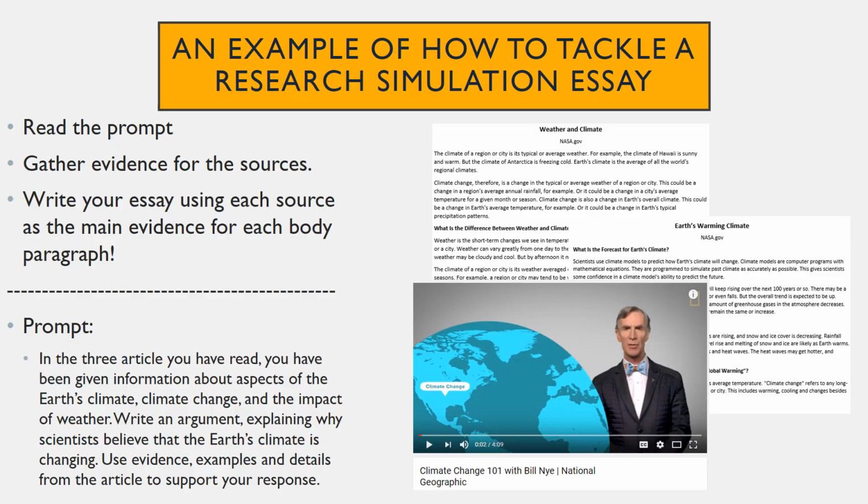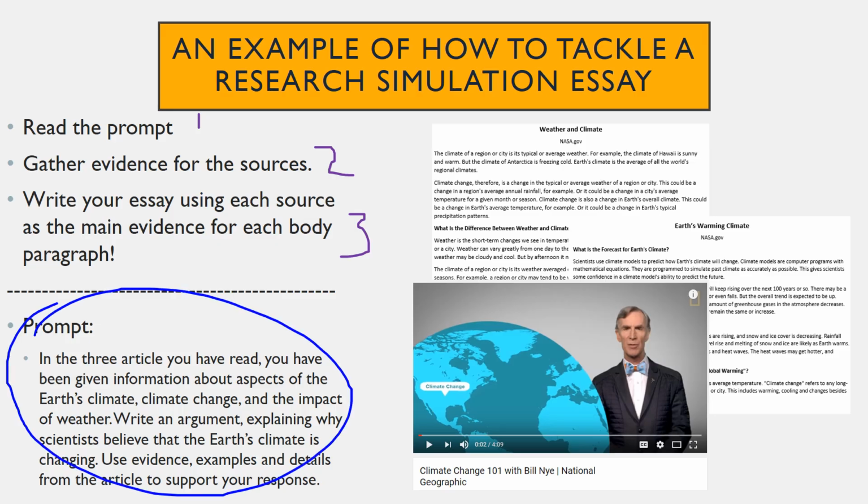Overall, this is an example of how to tackle a research simulation essay. First, read the prompt. Next, gather evidence. Then, you want to write your essay using the sources of information to answer the prompt. So first we'd read the prompt over here. After reading the prompt, we would keep it in mind and read Article 1, 2, and watch the video as our third source. Then we want to take that information and write our successful research simulation essay.